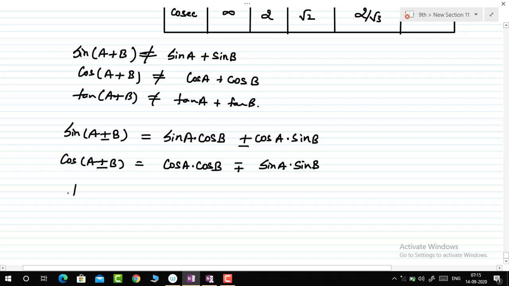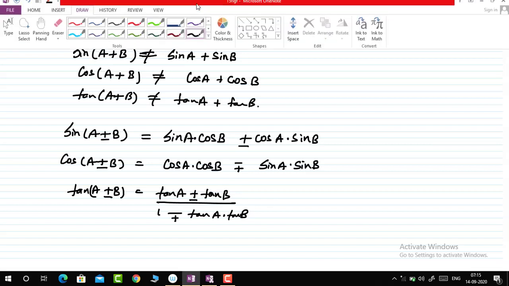Similarly, the formula for tan A plus B is tan A plus tan B upon 1 minus tan A tan B. And if I place a negative here, then the numerator sign will be negative and the denominator sign will be positive. So this is the exact formula.